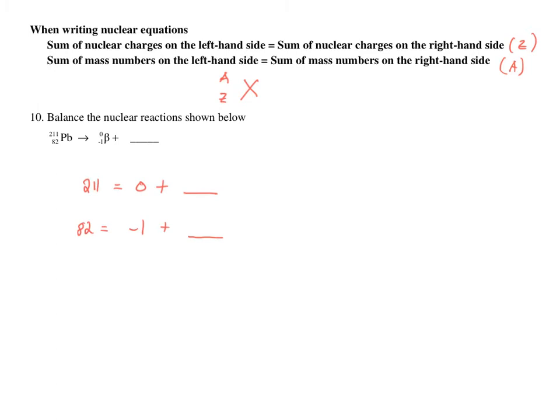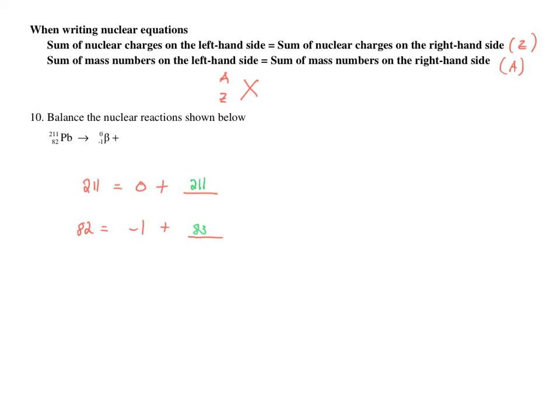The sum of the nuclear charge, the preceding subscripts, has to equal the same thing left and right. That means 82 has to equal the sum of -1 plus whatever preceding subscript is going to be associated with our missing nuclide. So therefore, we know that number has to be 83. The sum of the mass numbers has to be the same, which means 211 has to equal the sum of 0 from here plus the mass number associated with this nuclide. So the mass number of that nuclide must be 211.